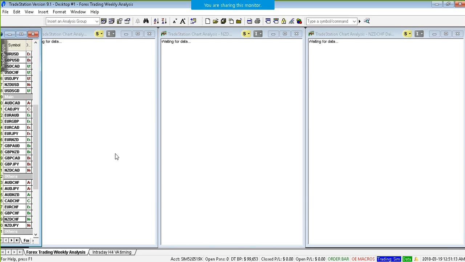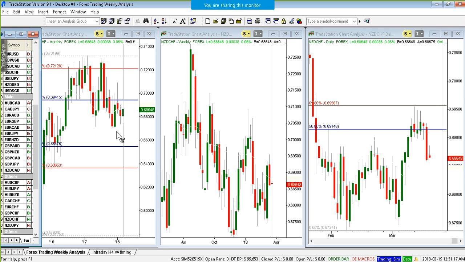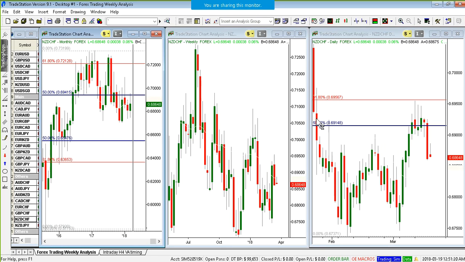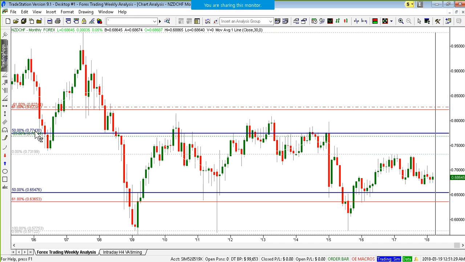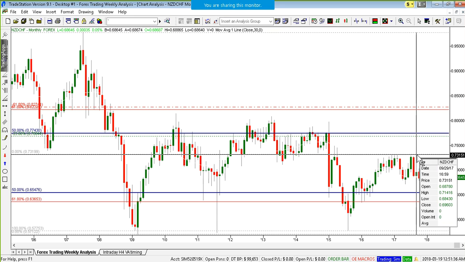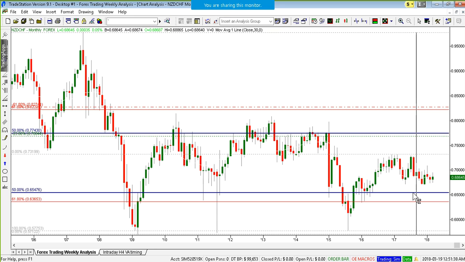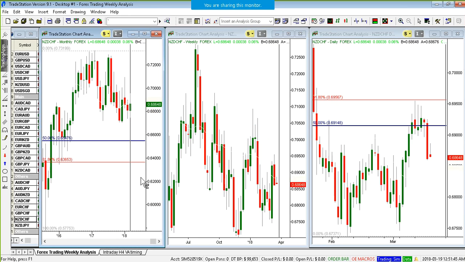New Zealand dollar, Swiss franc. So this market has tested a 50% short here, as we can see. In the monthly, we were looking at a potential retest of the high 77.43, but in the last few months, this market has shown no will and no support for higher price. Means that the 50% is likely going to be tested here.